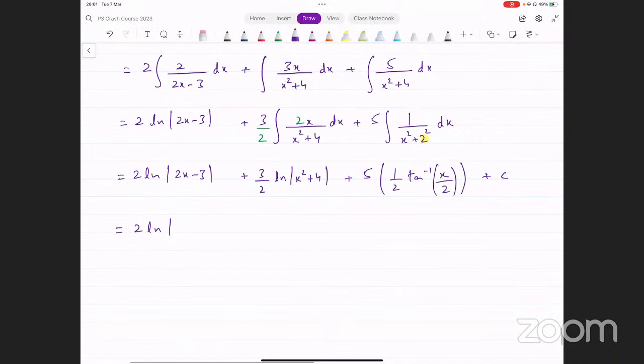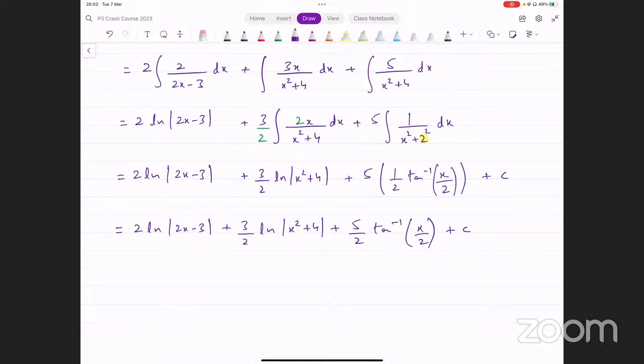2 ln of 2x minus 3 plus 3 over 2 into ln of x squared plus 4 plus 5 over 2 into tan inverse of x over 2. And that is your integral.